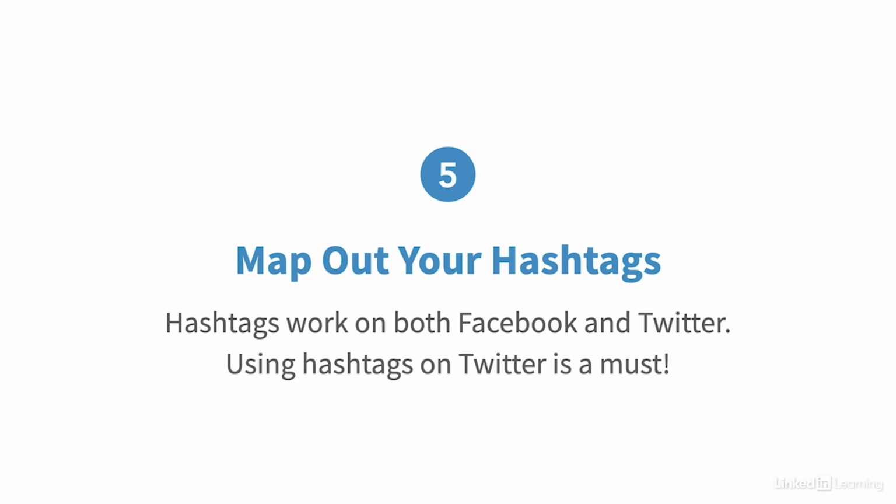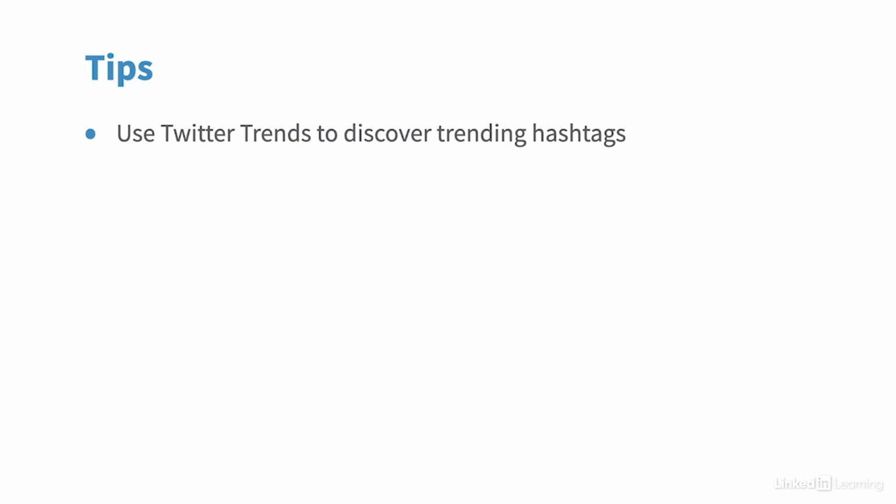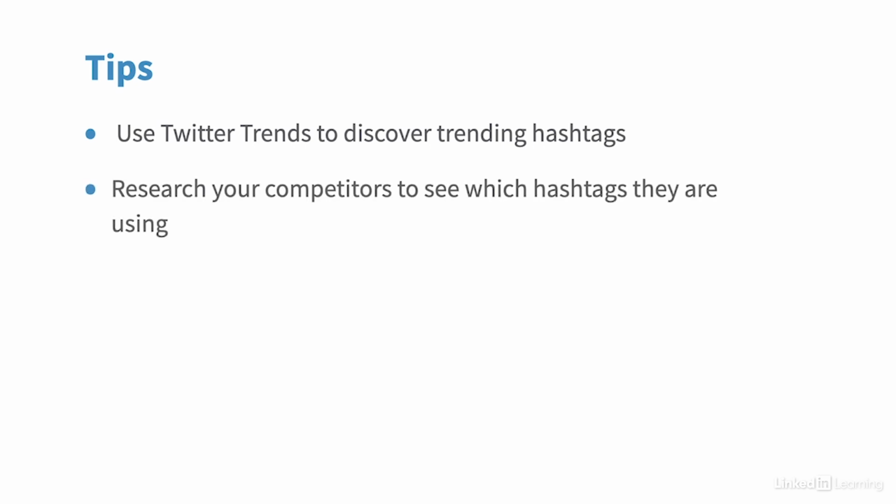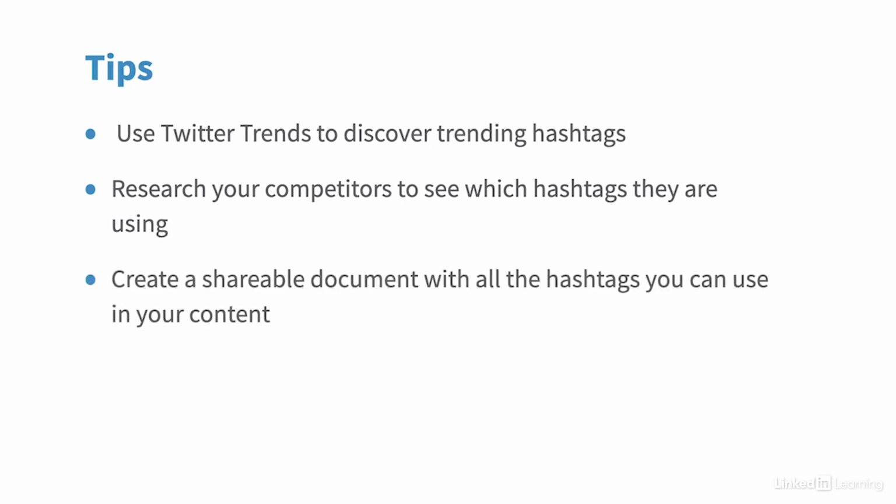Map out your hashtags. So doing this research before you start posting is going to save you a lot of time. Now, do know that hashtags work on both Facebook and Twitter, but you're especially going to use them on Twitter. So in your strategy, you are going to have a section where you start researching and compiling all the best hashtags for you to use. If you're not sure where to take a look, head to Twitter Trends to discover the trending hashtags. You can also research your competitors to see which hashtags they're using. Don't forget to create a shareable document with all the hashtag information that you can easily copy and paste into your content.